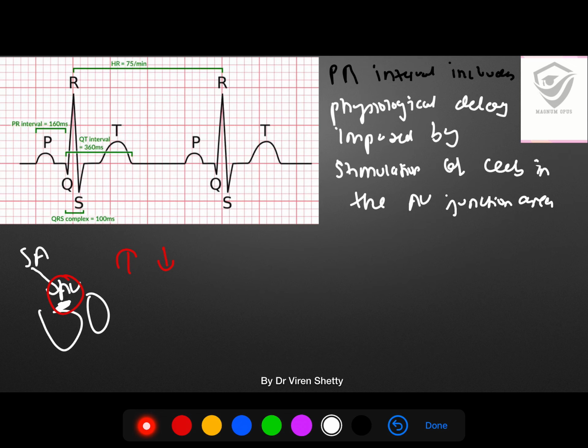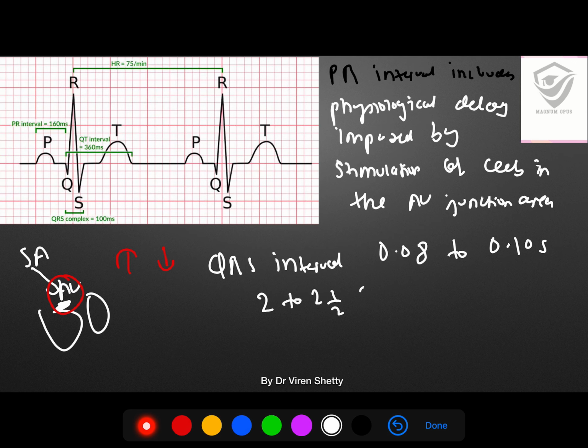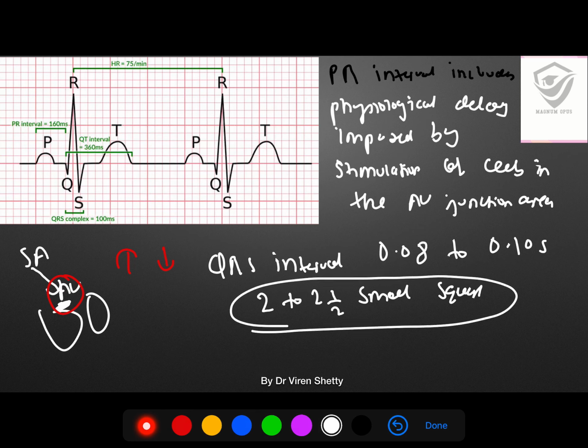Go to QRS interval, because we are talking about intervals, we'll finish intervals. So QRS interval, you can see on your screen, is around 0.08 to 0.10 seconds. If you calculate, it is around 2 to 2.5 small squares. It is important for you to understand this 2.5 small squares, because in pathological conditions this is going to vary, and that is how you have to catch it. To understand that, you have to first understand the normal. So I hope you understood QRS interval.